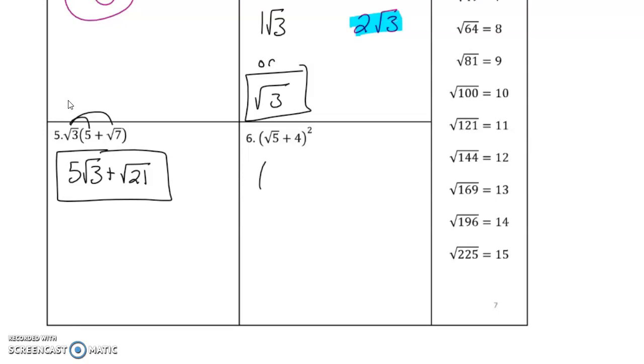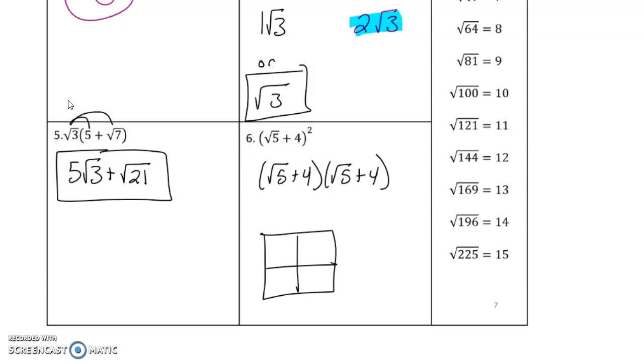Okay, so on this one, square root of 5 plus 4, squared. That means you multiply it times itself. So I'm actually going to use the box method to do this. The square root of 5 plus 4 times the square root of 5 plus 4. In the top left box, square root of 5 times square root of 5 is the square root of 25. The next box is 4 square root 5. The next box is 4 square root 5. And the bottom right box is 4 times 4, which is 16.